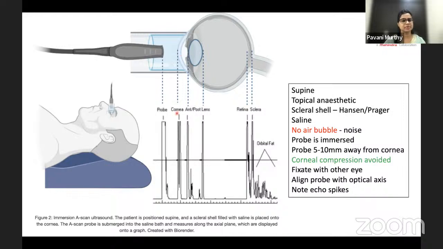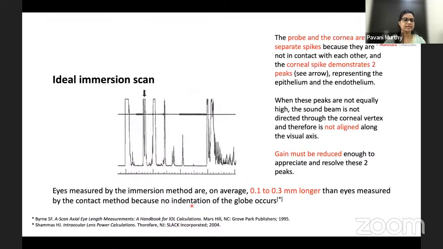There is no corneal compression. Fixate with the other eye, then align the optical axis and note the echo spikes. An ideal immersion scan has six spikes. The probe and the corneal spikes are now separate since they are not in contact with each other. And the corneal spike has two peaks, which represent the epithelium and the endothelium. When these peaks are not equally high, that means that the probe is not aligned with the visual axis.